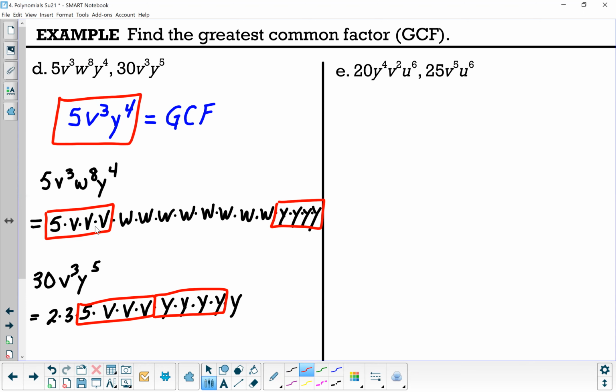Okay, let's take a look at E. We have here 20y to the 4th v squared u to the 6th, and 25v to the 5th u to the 6th. All right, so again, try to find the GCF using mental math, starting with 20 and 25. What would be the biggest common factor between those two? I'm going to say 5.